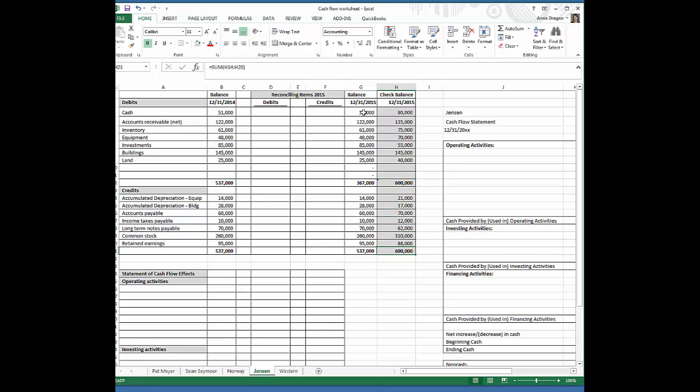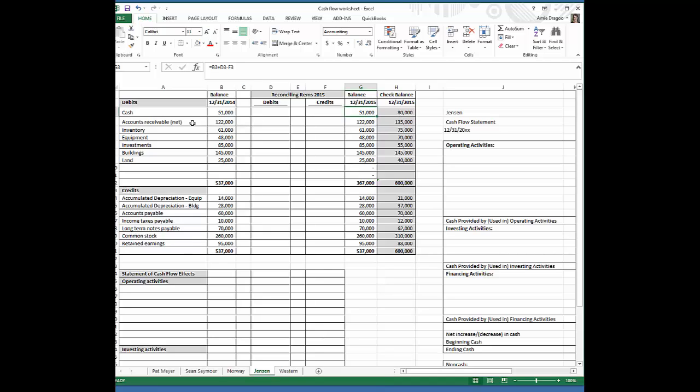Also, before you move on, make sure that you review how the ending balance is arrived at by looking at the formulas. So just as a quick review, in the debit section, you're going to take beginning balance plus your debits minus your credits to get to ending. In the credit section, you're going to take your beginning balance plus your credits minus your debits to get to ending. So review those formulas and also type in the ending balance.